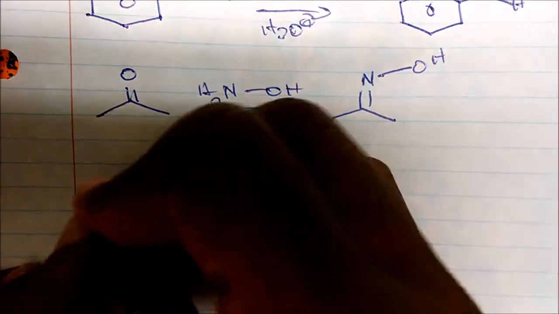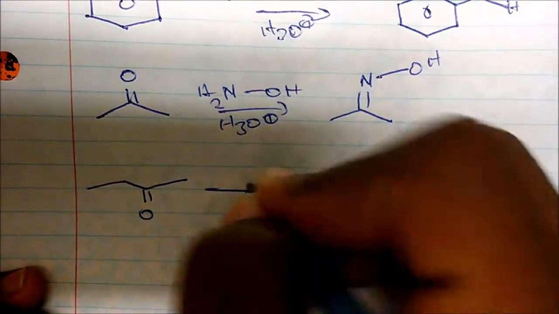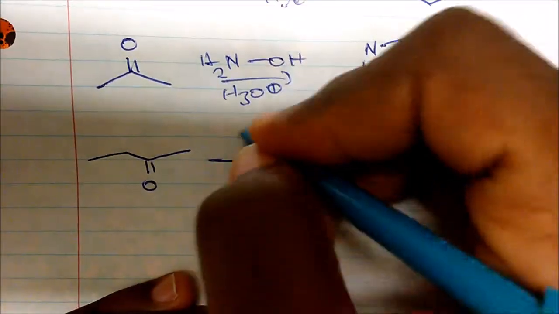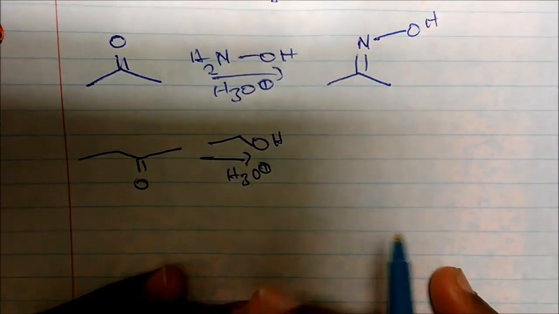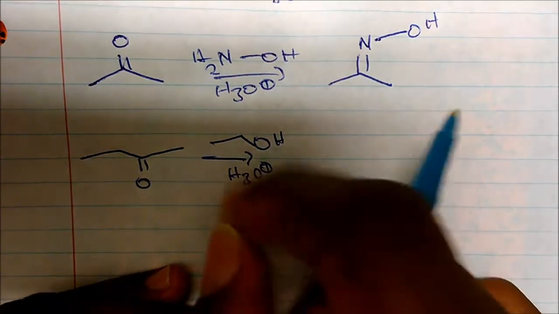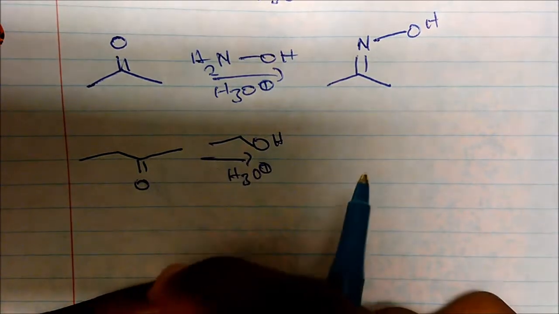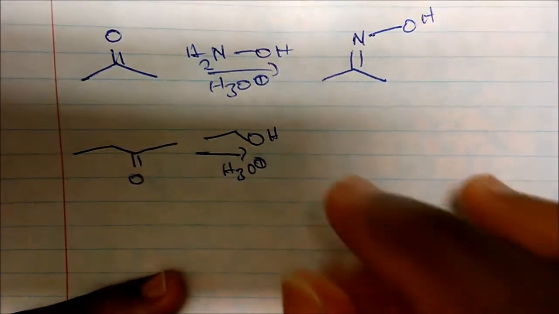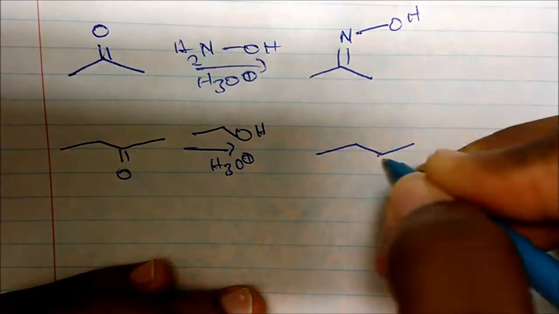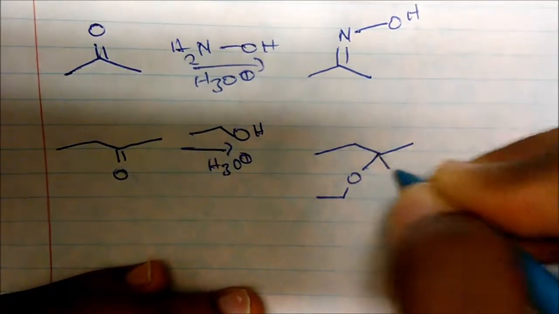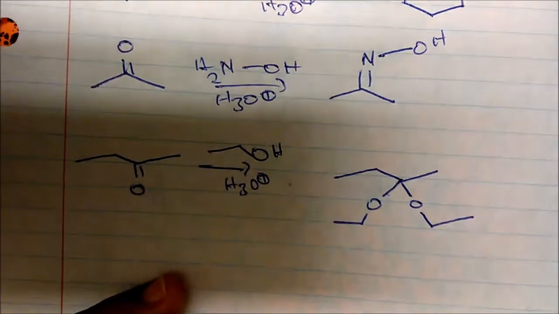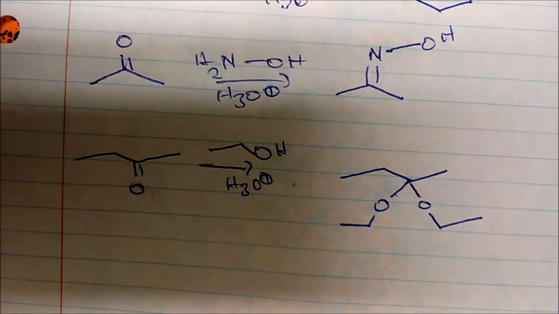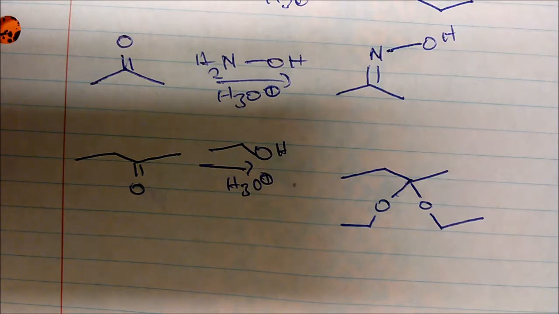Now let's react 2-butanone again with ethanol and acid. What will I get? Remember, we can't ring close, but we're going to get addition twice to the carbonyl carbon, and we're going to lose our double bond. So the product must look something like this. Again, the mechanisms are in the previous videos, so this only serves as practice, and we're going through the different patterns that we should see to make organic chemistry easy.